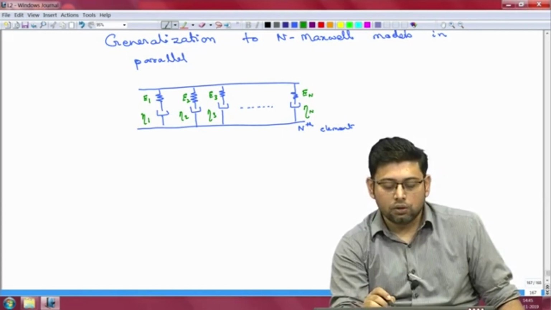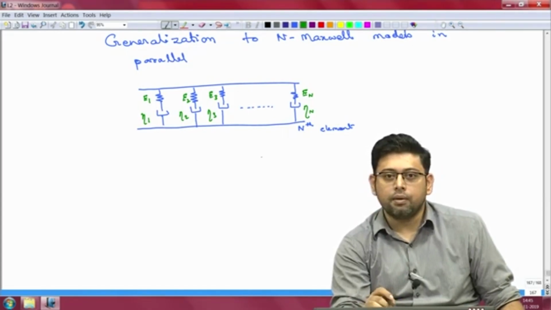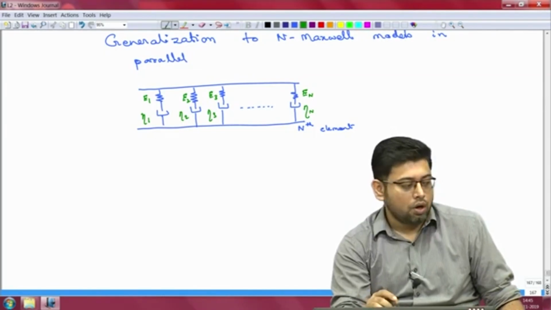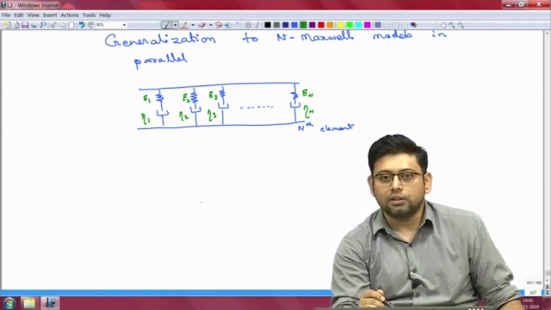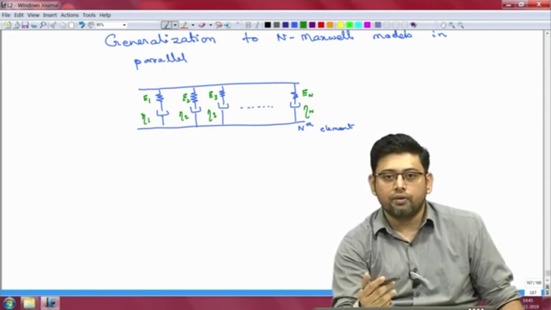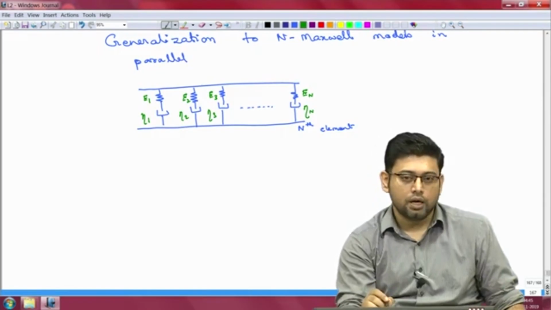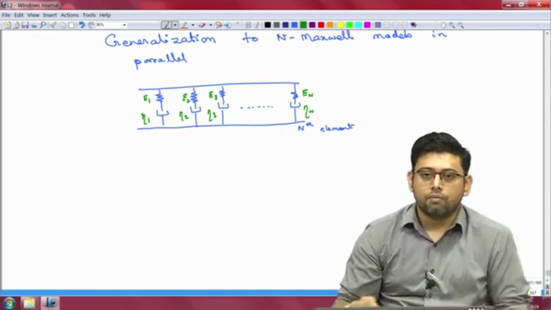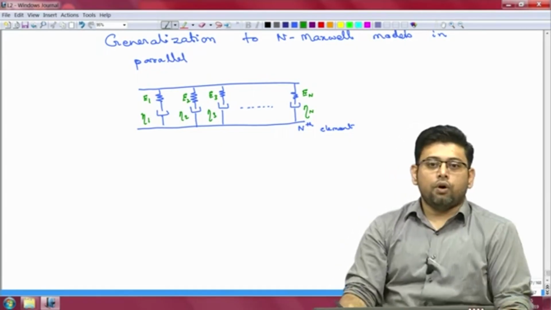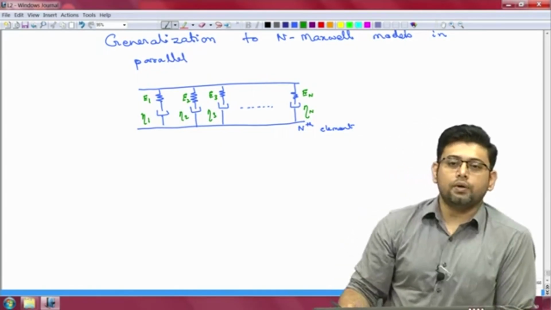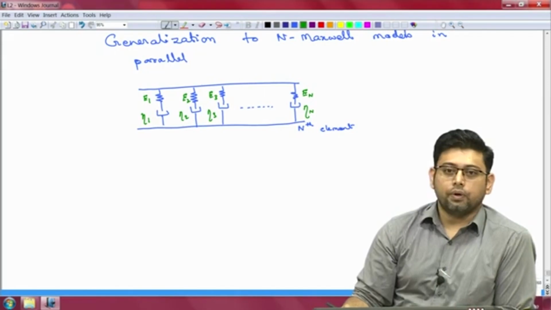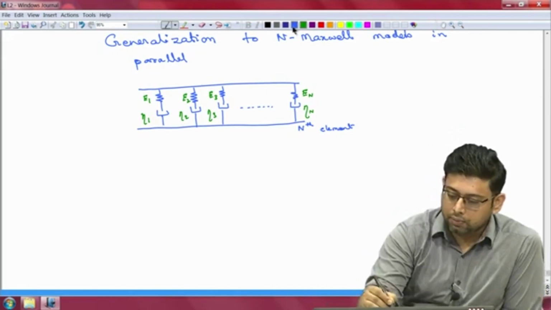So, the question now is, once we have this n number of Maxwell models, what should be the correct differential equation relating stress and strain. We have already seen how to do this. So, we are just going to repeat the same procedure, but now there is just one complexity, that we have n number of elements, that is all, right. Let us write down from our previous experience the force balance equation and the displacement equation, right. What will those be for this particular case?